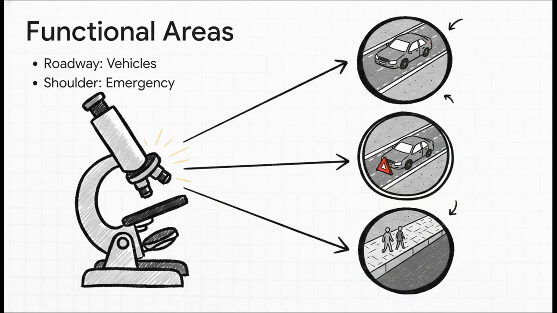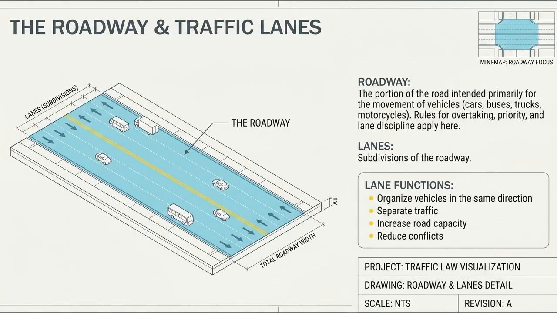So, to summarize quickly, there are 3 distinct functional areas we need to master. The roadway, which is managed by painted lines for vehicle flow, the shoulder, designated by solid lines for emergencies, and the footpath, physically separated by elevated curbs for pedestrians. Let's put each one of these under the microscope. Let's start with the roadway.